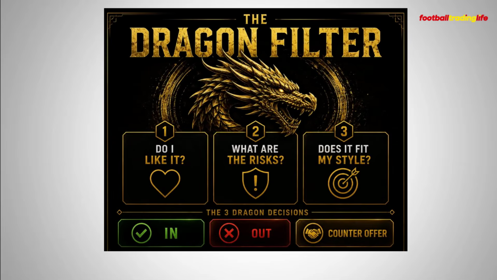So as you can see, the AI will run the analysis for you and it will present you with a football trading strategy to use on that match. It's then down to you to run your filter. Do you like it? What are the risks? Does it fit my style? Then you decide, are you in? Are you out? Or do you want to tweak it and have a little bit of a counter offer? Okay, this is the more professional approach to using AI when you're trading football. The unprofessional approach is to blindly follow AI and just jump in on every single trade just because AI says it, okay? So anyway, run that filter when you are using AI to trade football with whichever AI you do use.